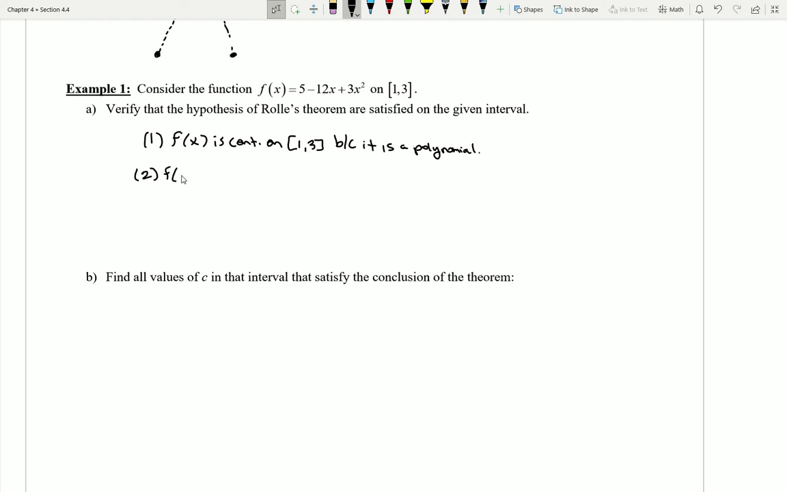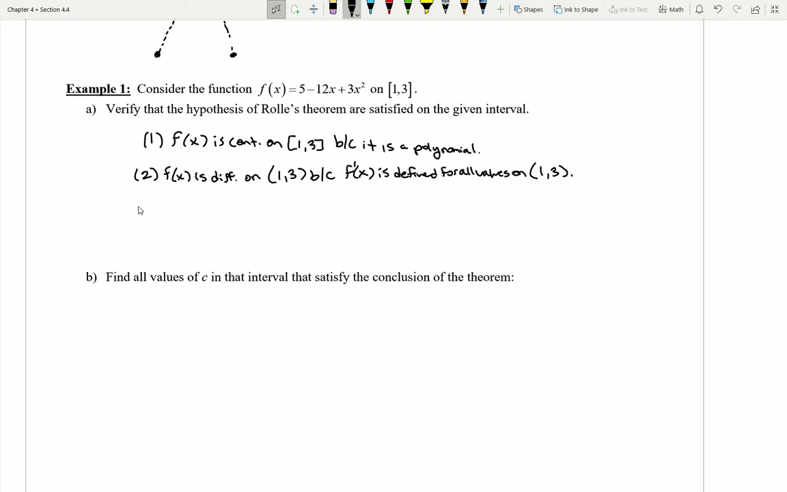So notice here that I'll say that f of x is differentiable on the open interval from 1 to 3 because f prime of x is defined for all values on 1 to 3. And I know that again because it's a polynomial.